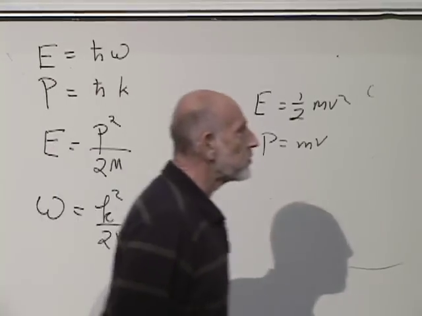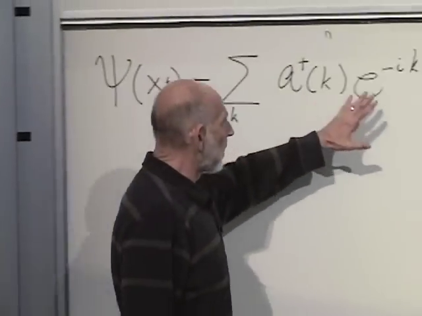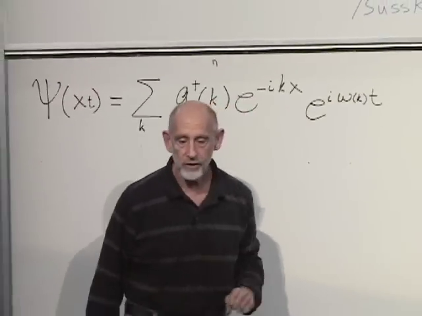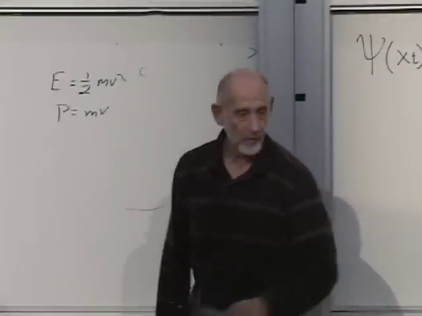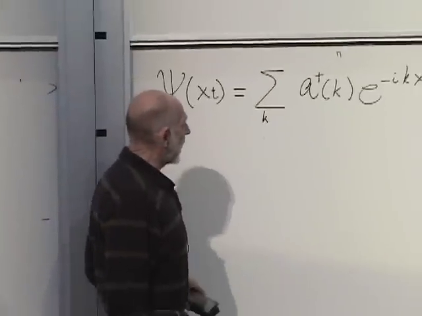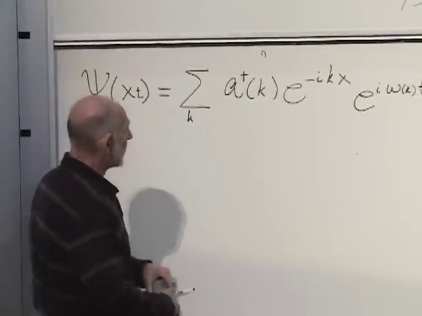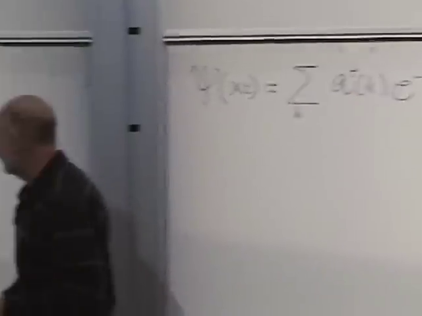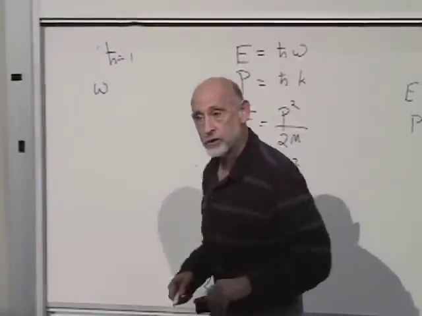So now we really do know the precise form of psi of x and t. It's a sum over the allowed values of momentum, and omega of k is not just some arbitrary omega of k, but it is k squared over 2m.